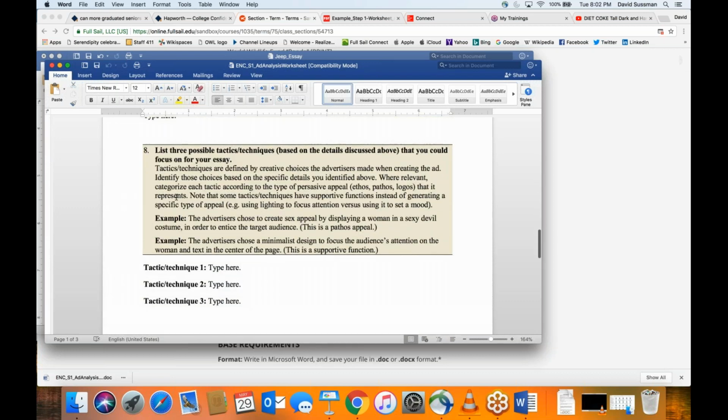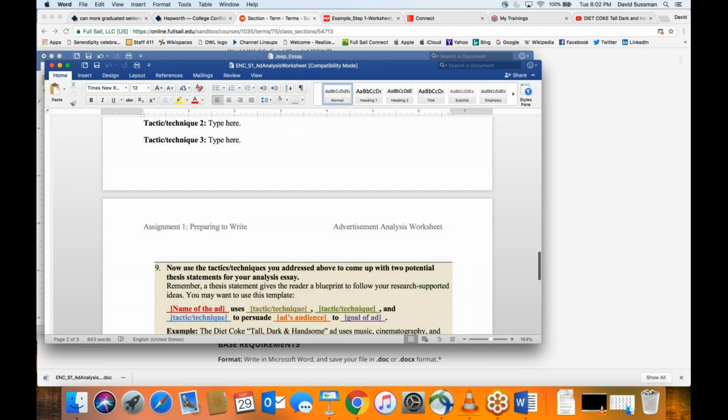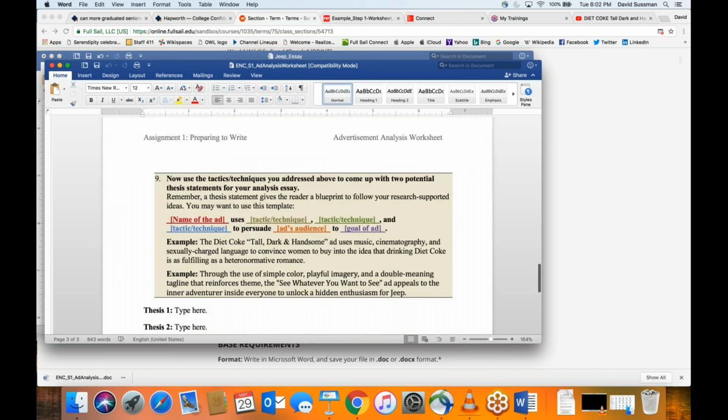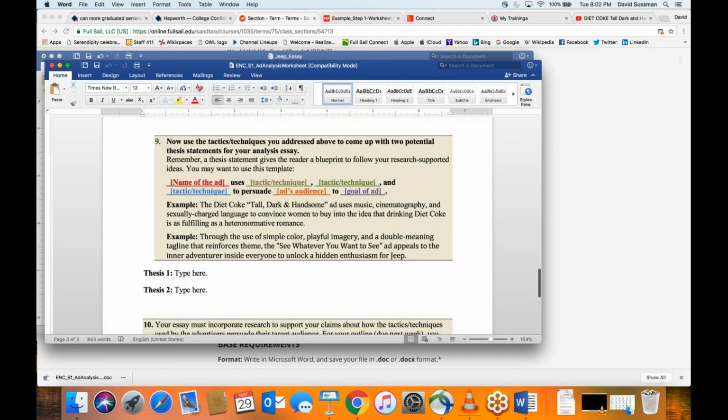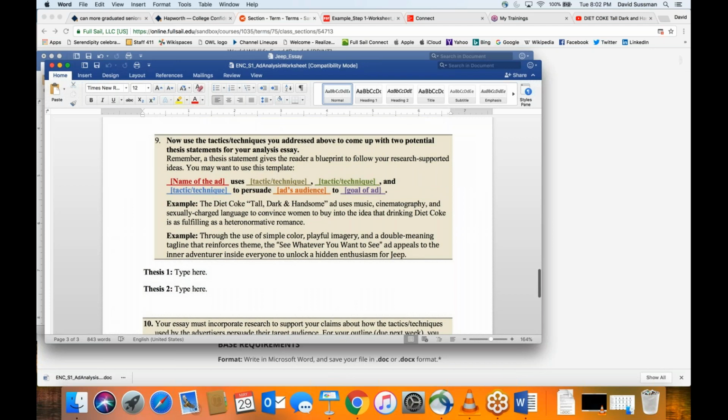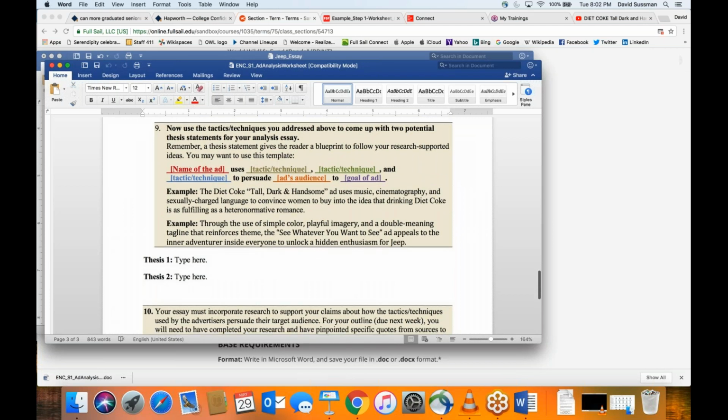Yeah, I'd say the one that confuses people is, again, number 3. List 3 possible tactics or techniques. That's where you list the 3 things that you spotted in your chosen ad. Okay, so for that car ad we looked at, maybe your 3 things are color, layout, and setting. Okay, like the movie theater is important.